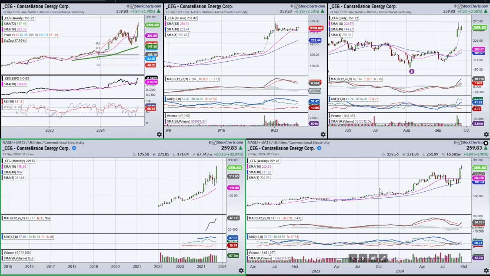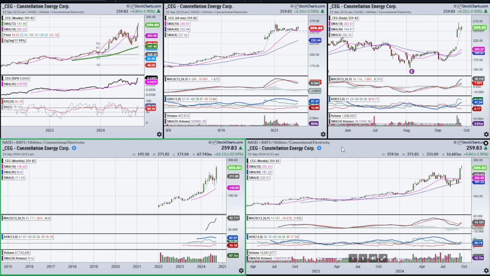Okay, let's look at CEG. So this had this dynamic move to the upside with the big gap. I think this needs to pull back now. If we get a little bit of a pullback, closer to maybe 225, 230, 235, something like that, then it might be worth considering taking off a little bit.